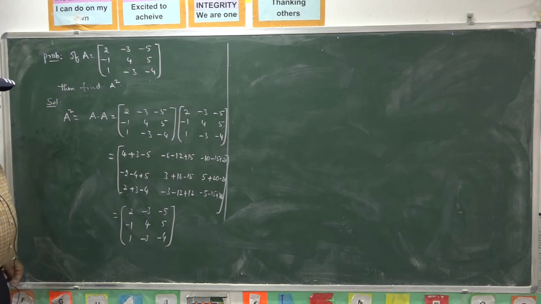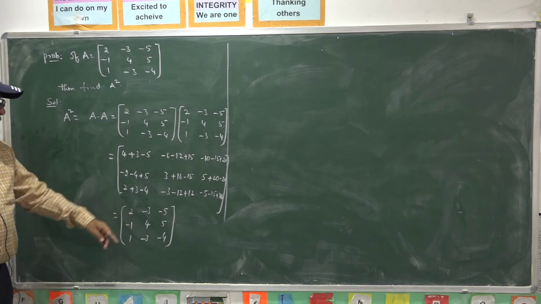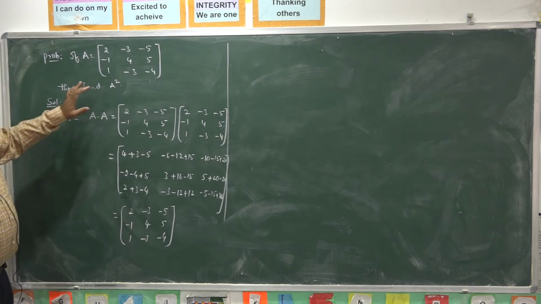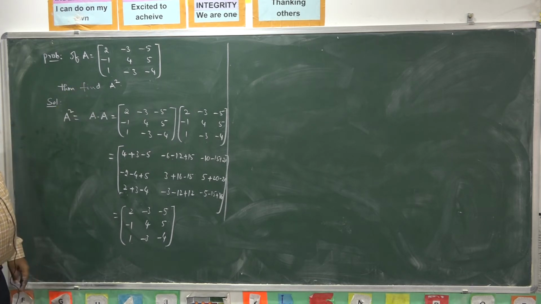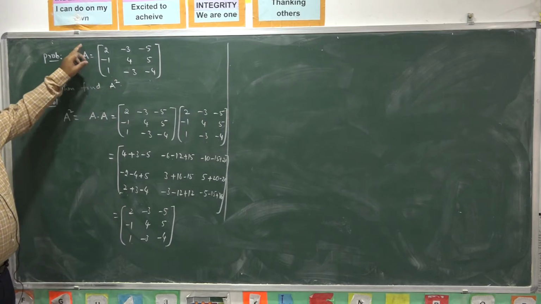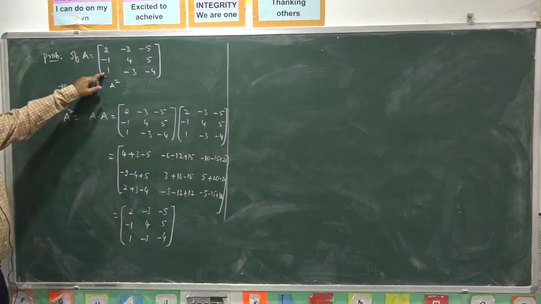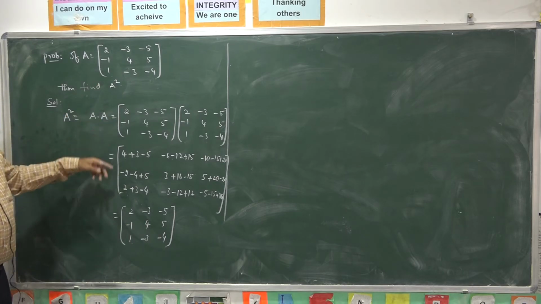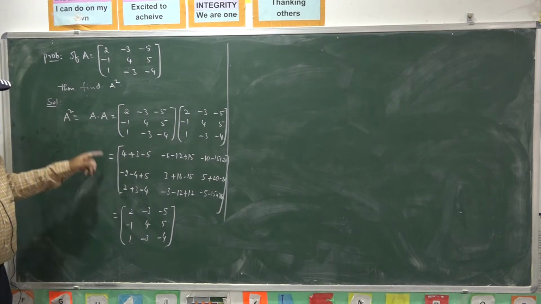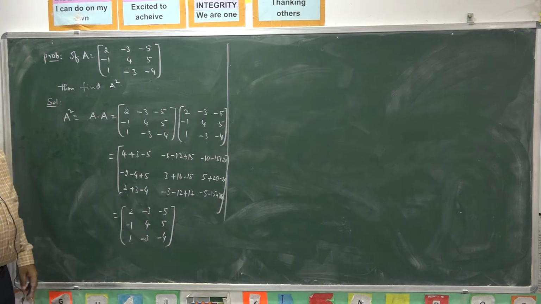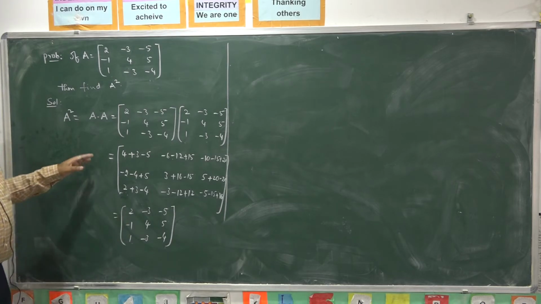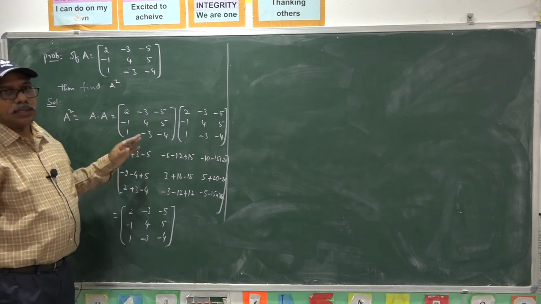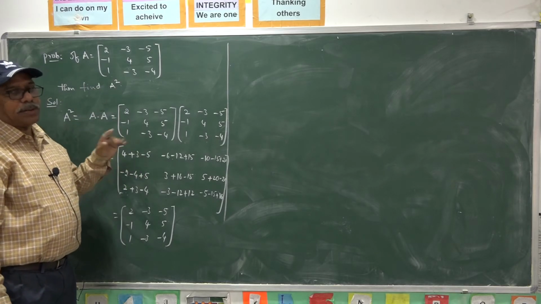2 minus 3 minus 5, minus 1, 4, 5, 1 minus 3 minus 4. Here you can observe the square of the matrix. The square of the matrix A square is A itself. You can observe that relation. A square equal to A itself. Once A square equal to A, and A is a square matrix, then A is called idempotent matrix.